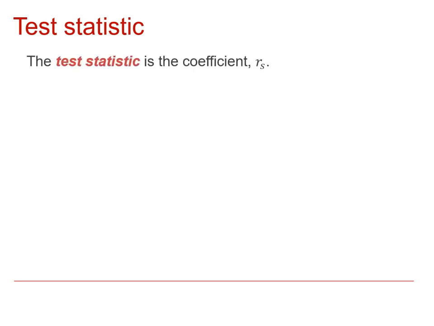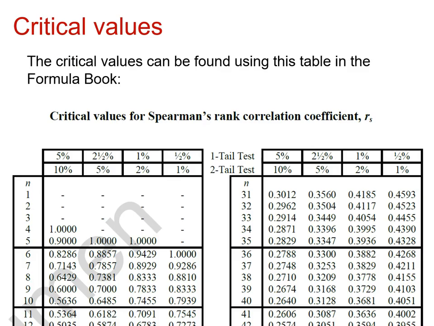Your test statistic will be the coefficient R sub S, as calculated in lecture 2.5. The critical values will be in a very similar table to Pearson's, but we just need to look for Spearman's Rank Correlation Coefficient. Remember, we need to focus on whether it's one tail or two tail, the significance level, and the sample size.